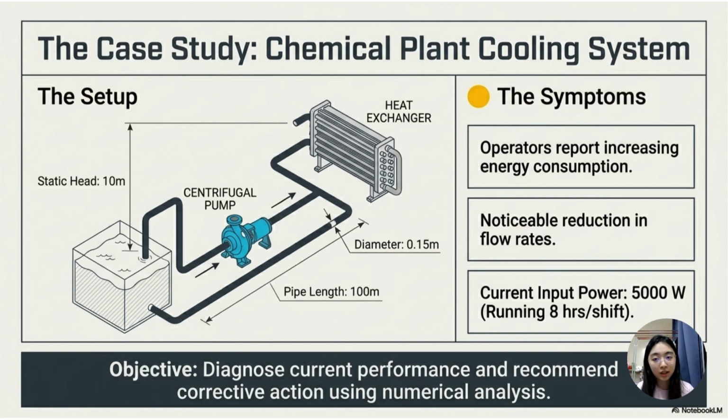Our case study focuses on a chemical processing plant where a centrifugal pump transports cooling water from a storage tank to an elevated heat exchanger. Recently, plant operators observed increasing electricity consumption together with a reduction in flow rate, indicating that the system may no longer be operating efficiently. The engineer must determine the actual operating flow rate, calculate system head, evaluate plant efficiency, identify the deviation from the BEP, and finally recommend suitable corrective actions. Our application performs all this analysis using numerical methods.